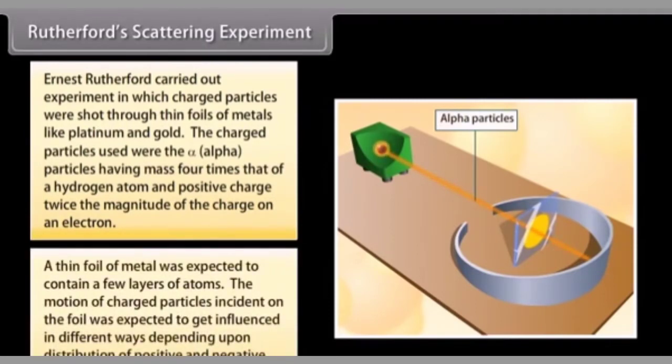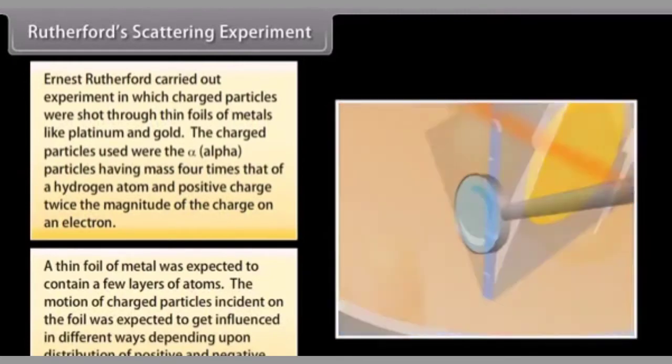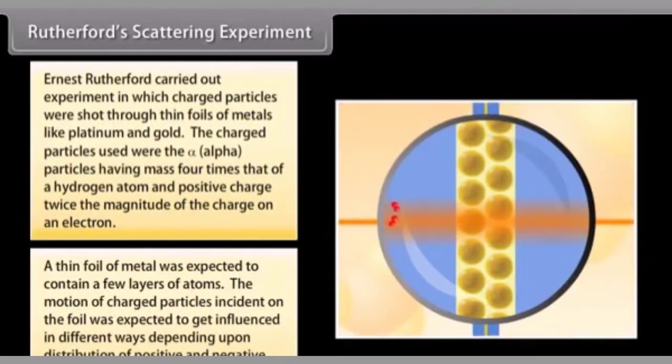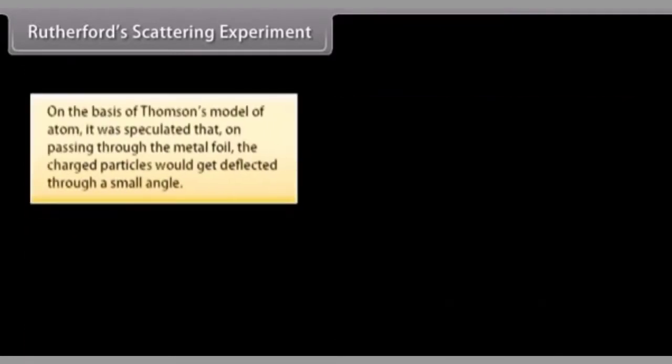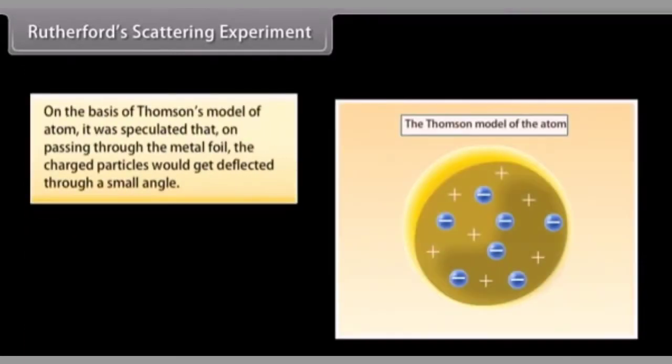A thin foil of metal was expected to contain a few layers of atoms. The motion of charged particles incident on the foil was expected to get influenced in different ways depending upon the distribution of positive and negative charges within the atom. On the basis of Thomson's model of atom, it was speculated that on passing through the metal foil, the charged particles would get deflected through a small angle.